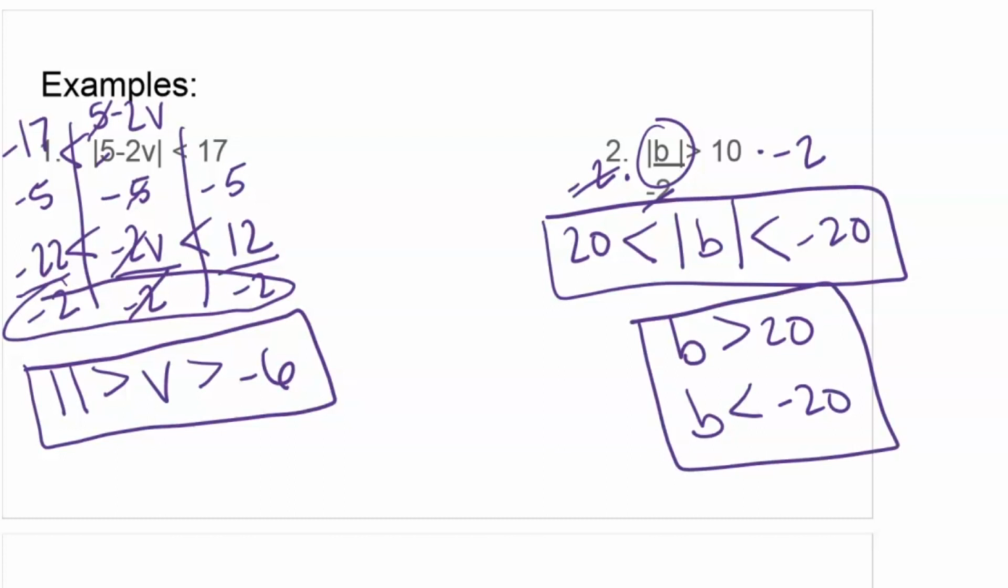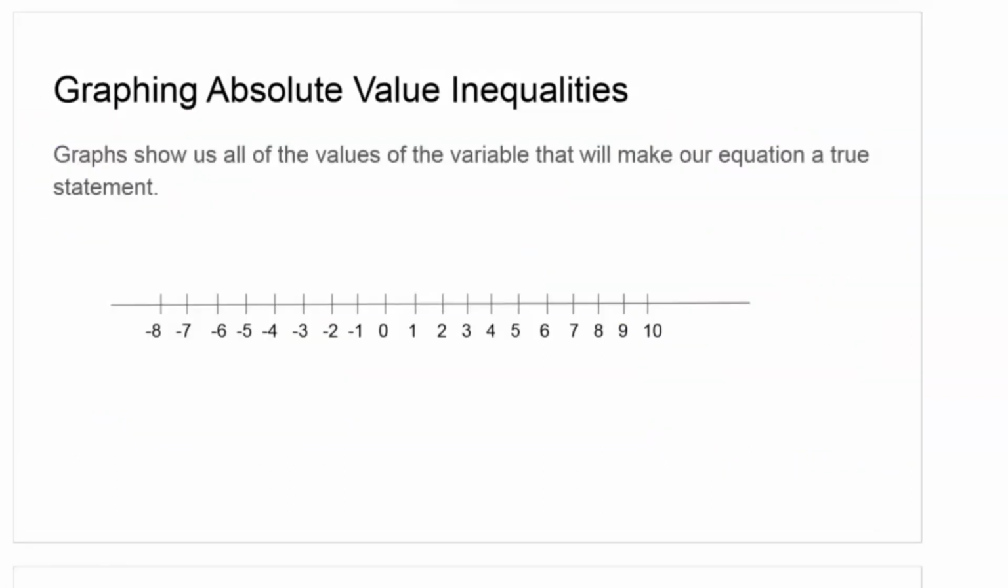So just remember, whenever you multiply or divide by a negative, you flip the inequality sign. Now we're going to talk about graphing absolute value inequalities. So when I say graphing, I mean we're graphing it on a number line like this.